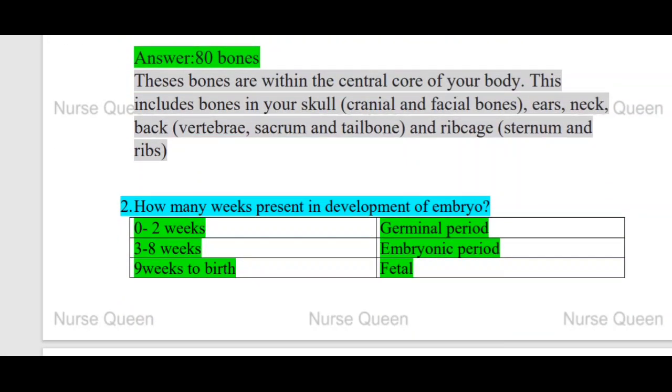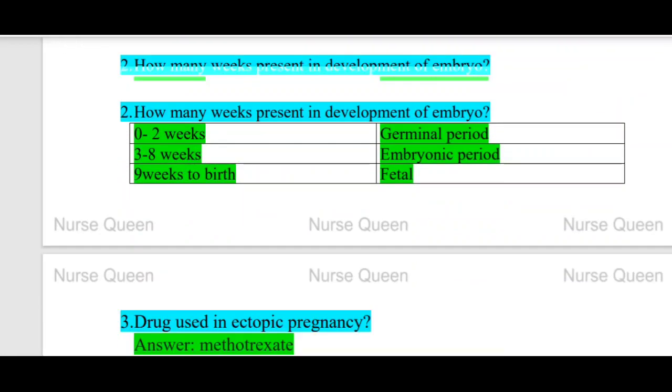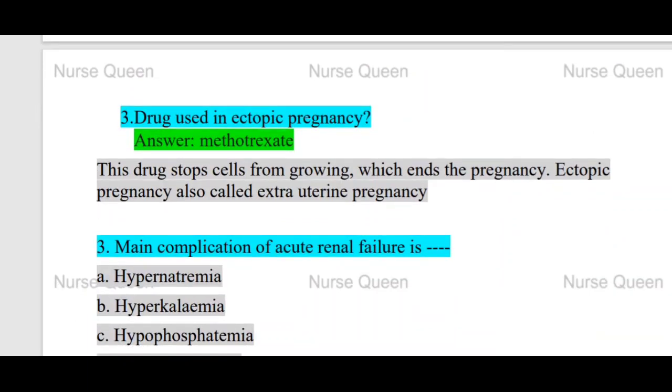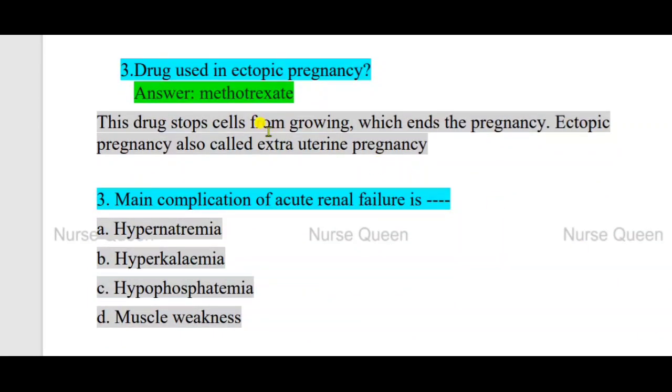How many weeks are present in the development of the embryo? 0 to 2 weeks is the germinal period, 3 to 8 weeks is the embryonic period, and 9 weeks to birth is the fetal period. Third question: drug used in ectopic pregnancy. Methotrexate. This drug stops cells from growing, which ends the pregnancy. So the drug that ends the pregnancy is methotrexate. Ectopic pregnancy is also called extrauterine pregnancy.